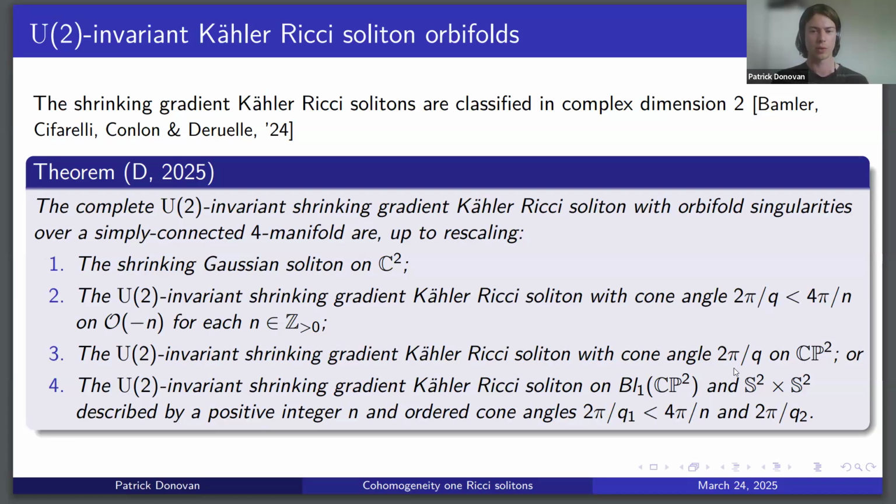In particular, I can get something with arbitrary cone angle on CP2. The one with cone angle 2 pi is the smooth one. That's the Fubini-Study metric. And then I can, especially in this last case, get some cone angles on two sides, and this inequality on the left here, where I have 2 pi on Q1 is less than 4 pi on n, tells us that, well, if n is 1, I can get a smooth metric, and if n is 2, I can get really close to a smooth metric. In particular, I can have a cone angle approaching 2 pi, but not actually achieving 2 pi.